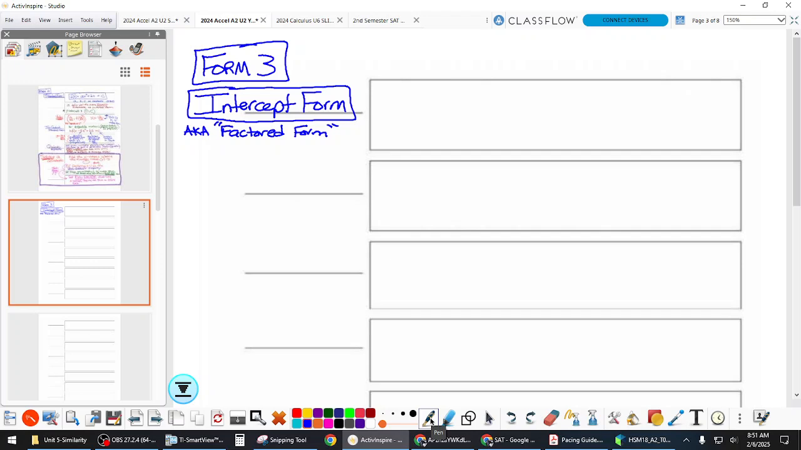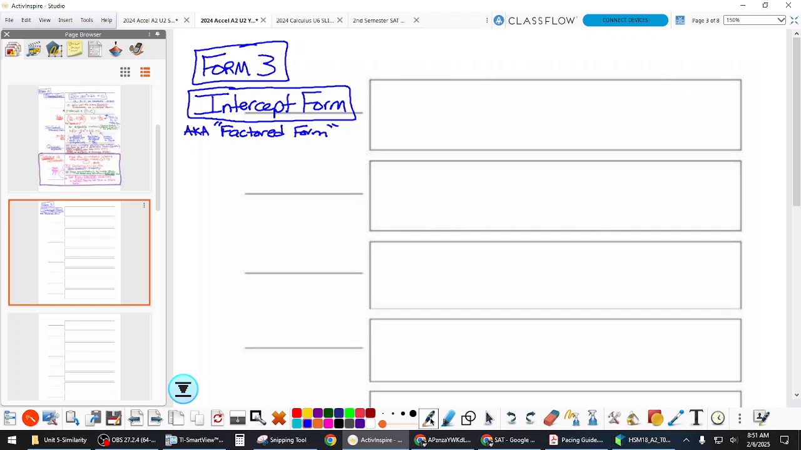Guys, what does vertex form tell you right away? The vertex. What does standard form tell you right away? Which isn't very useful. In most cases, it's not very helpful, at least not for graphing. Unless it's in context. In context, it does help because it tells you where the thing started. Or, well, typically that's what it tells you.